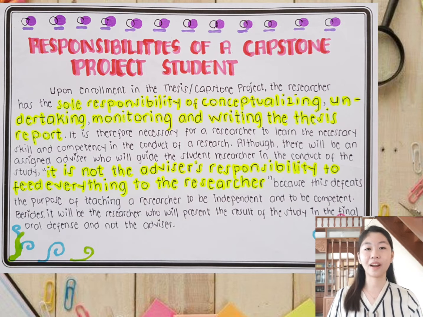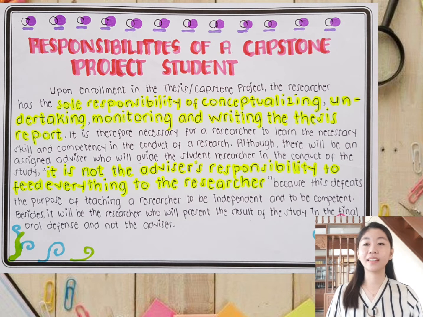Responsibilities of a capstone project student. Upon enrollment in the thesis or capstone project, the researcher has the sole responsibility of conceptualizing, undertaking, monitoring, and writing the thesis report. It is therefore necessary for a researcher to learn the necessary skills and competency in the conduct of research. Although there will be an assigned advisor who will guide the student researcher in the conduct of the study, it is not the advisor's responsibility to feed everything to the researcher, because this defeats the purpose of teaching a researcher to be independent and competent.